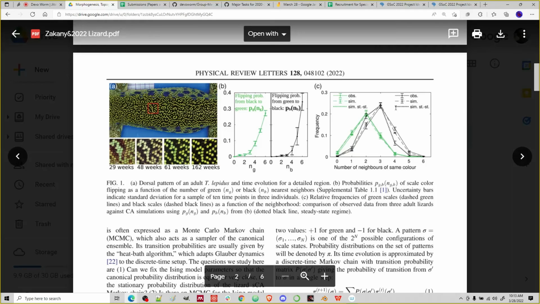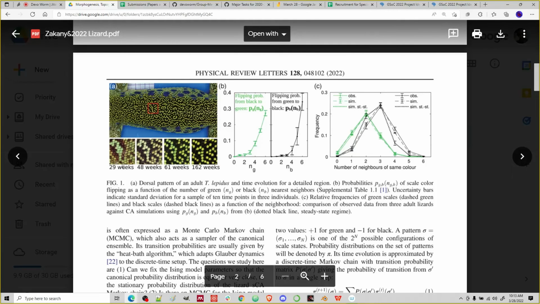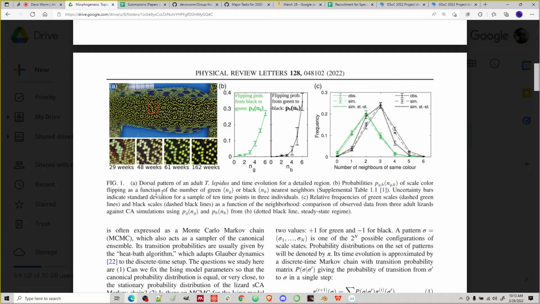So the other thing is, are the black dots scales of a different color, or are they something else? I think they might be scales of a different color. I don't know why they change, because they don't have very many black scales at 29 weeks. But yeah, lots at 162, and the light colored scales are gone by 162.